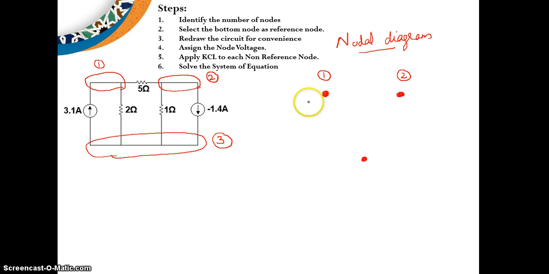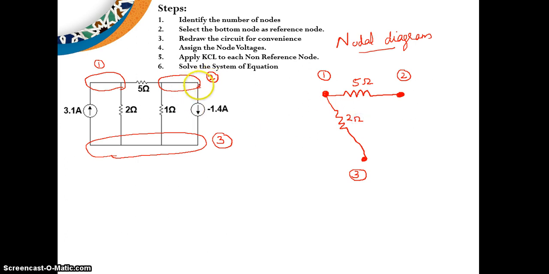So the 3 nodes, node 1, node 2 and node 3, I have drawn. Now look here, between node 1 and node 2 you have a 5 ohm resistor. Between node 1 and node 3 you have a 2 ohm resistor.